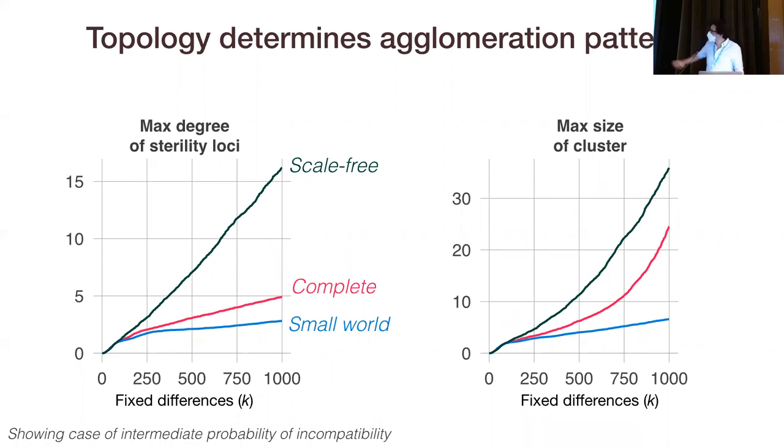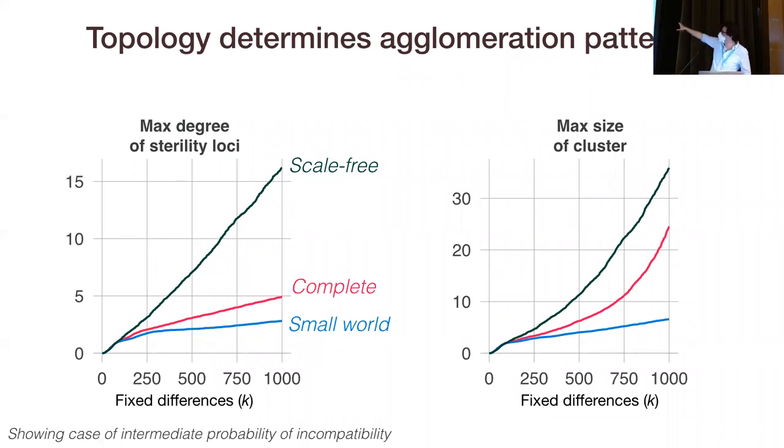Those two are the maximum degree of the loci, that is the number of connections that a very highly connected locus tends to have. For scale-free, it keeps growing, of course, because hubs have so many available connections, while small world tends to saturate and does not keep growing.